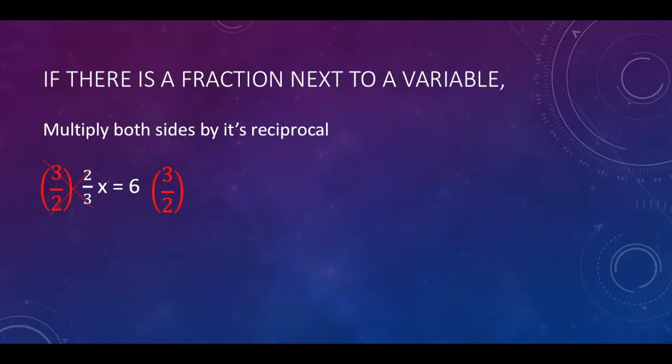On the right, we can reduce that 6 and 2 as well. When we do that, the 2 becomes a 1, and that 6 becomes a 3. So now all we have to do is multiply what we have left over on that right side. And 3 times 3 is 9. So x equals 9.